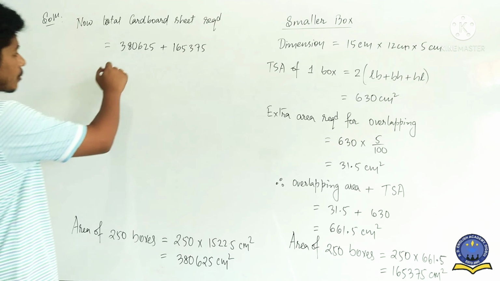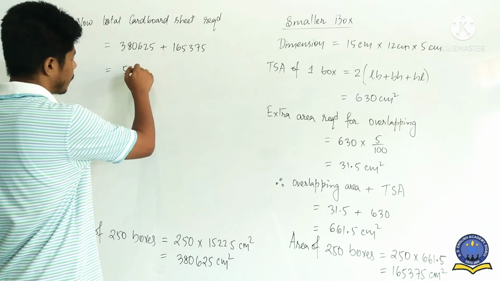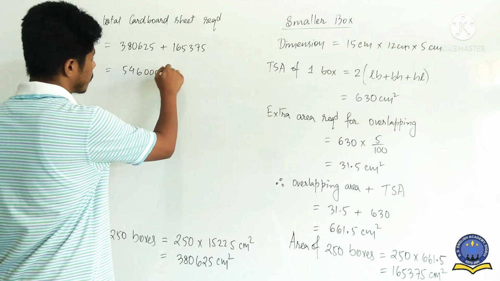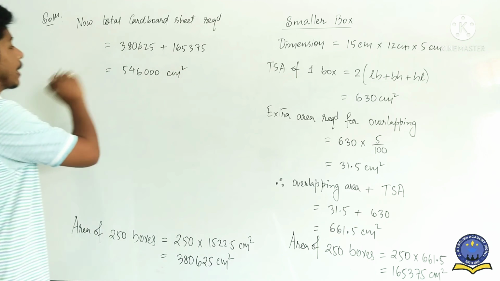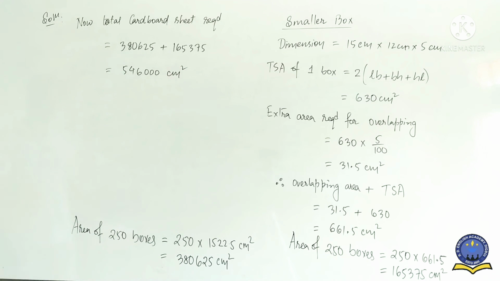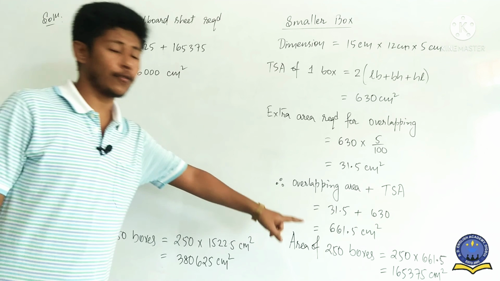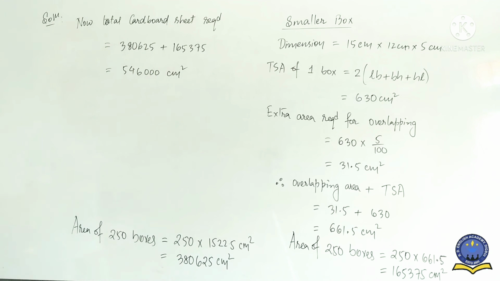The total area here we get is 546,000 centimeters square. This is the total area of 250 boxes of the bigger one and 250 boxes of the smaller one. And after that, if you see the question, the cost of the cardboard is rupees 4 for 1000 centimeters square. This is given.